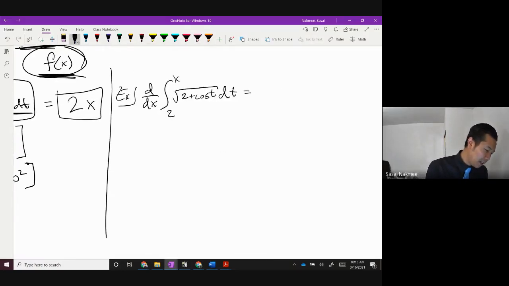I don't care, by the way, that this is a 2 and not a 0, because again, if I take the derivative of something evaluated at 2, that's just going to equal 0. But check this out. This is the part that's neat. The function inside is just going to be equal to itself if I take the derivative and the integral. So this is going to be the square root of 2 plus cosine.